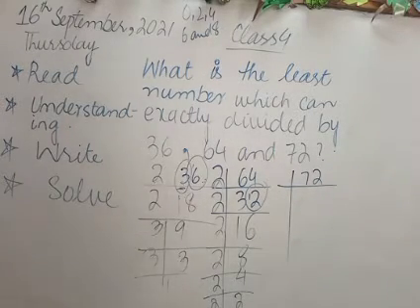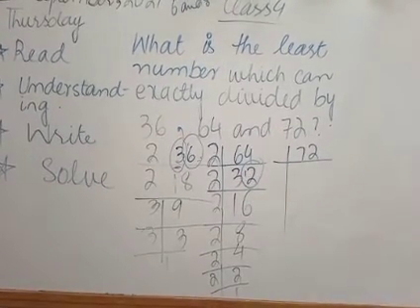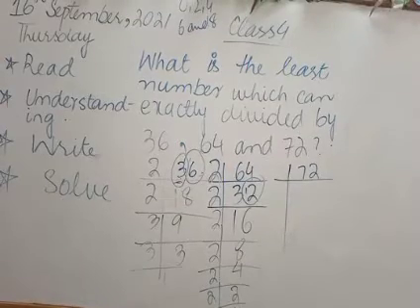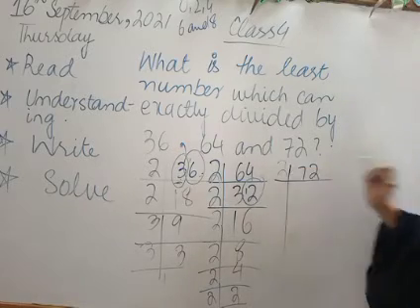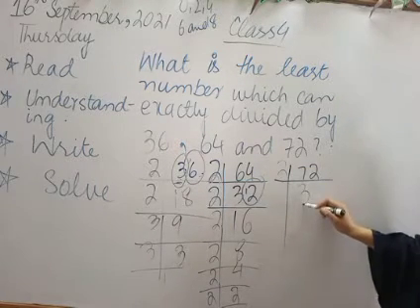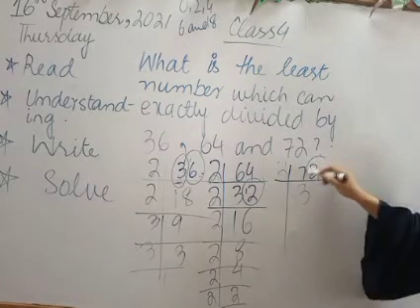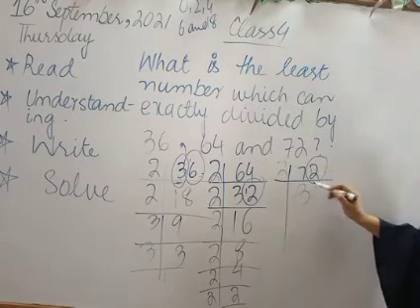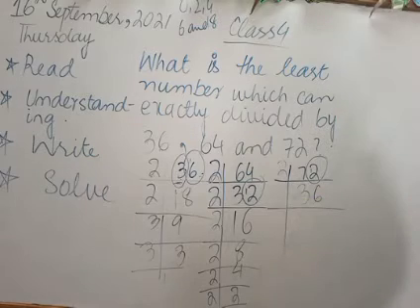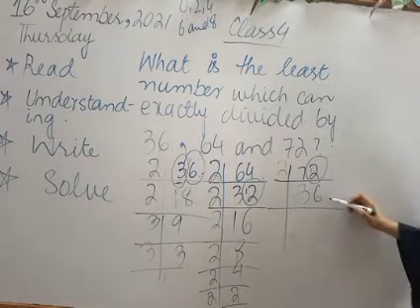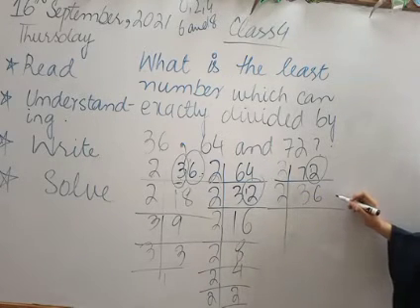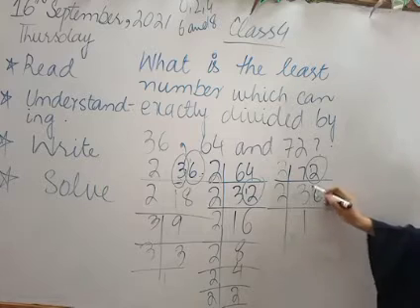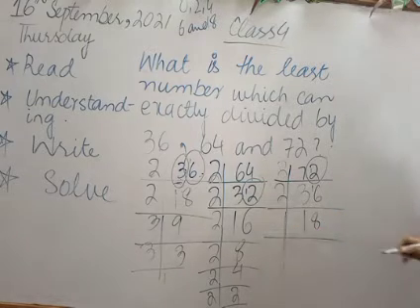The next number, which is 72. I have the third number, which is 72. Its unit place also ended with 2, so I will start from number 2. 2 3 times 6. I will shift 1 to the next number. 2 6 times 12. Fine. Now again, because its unit place ended with 6, 2 1 times 2 and 2 8 times 16.